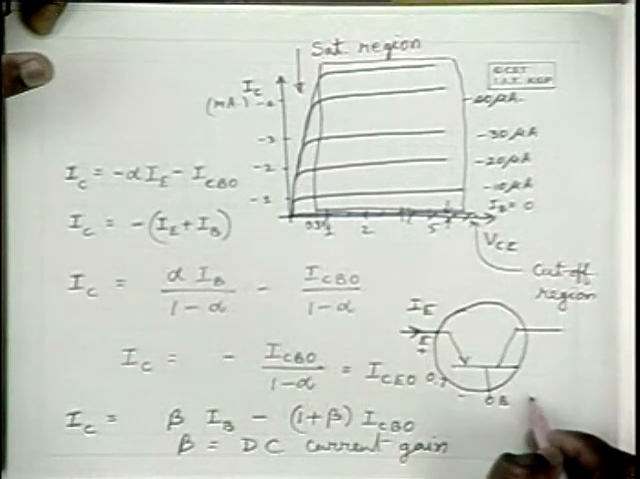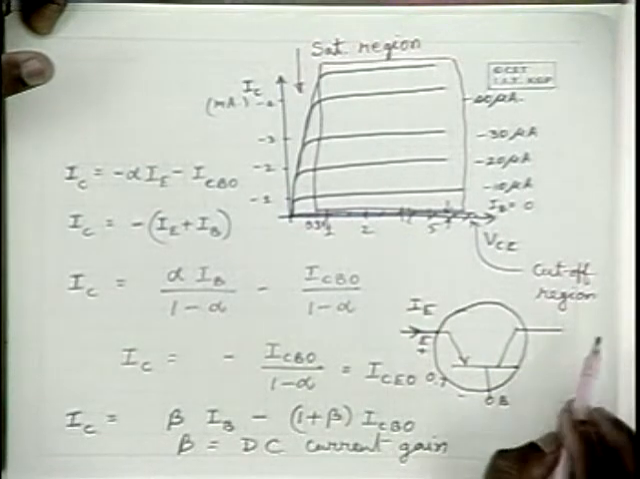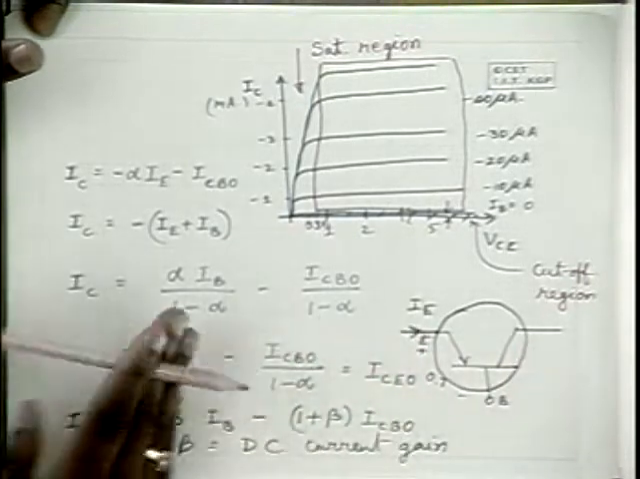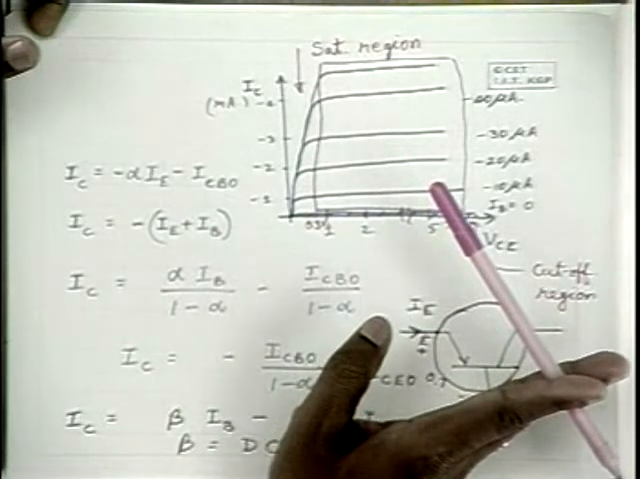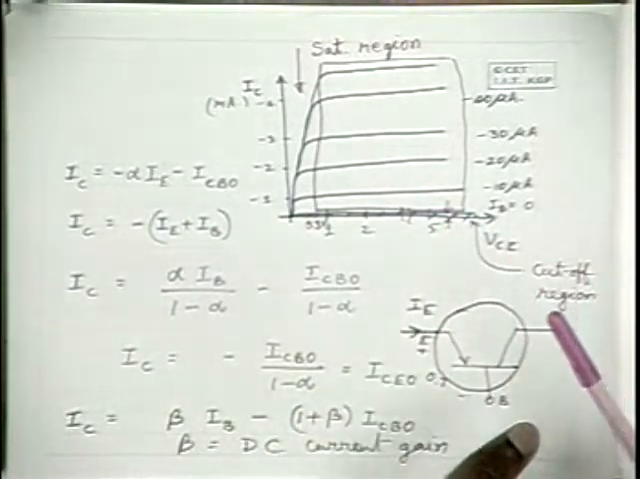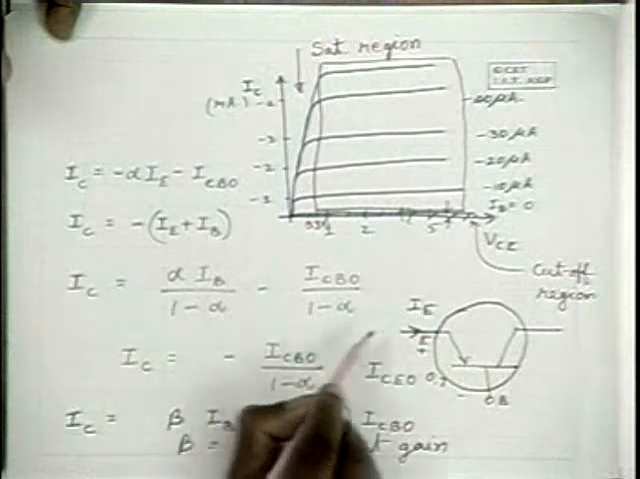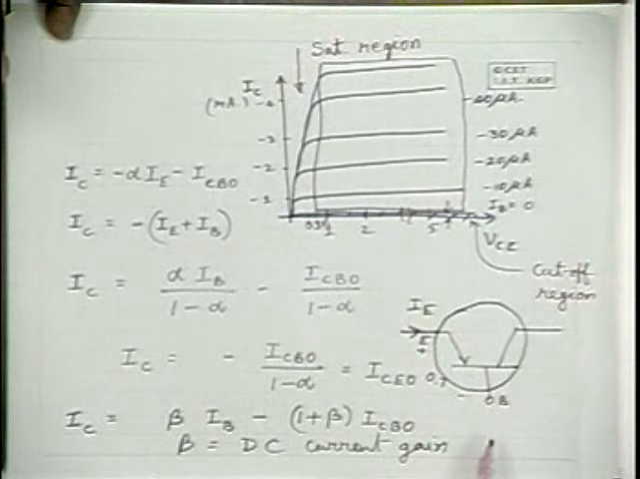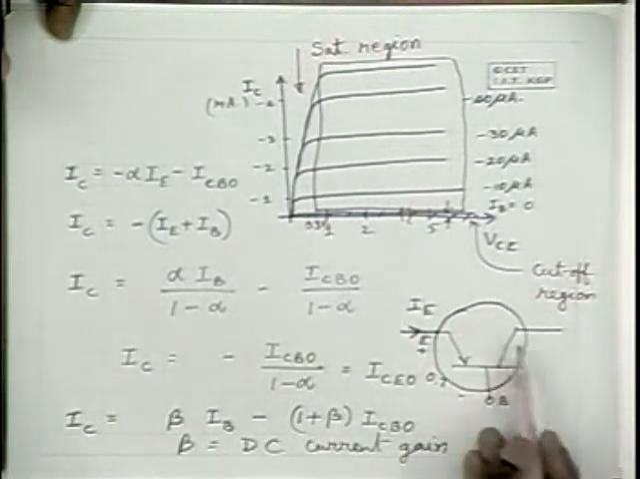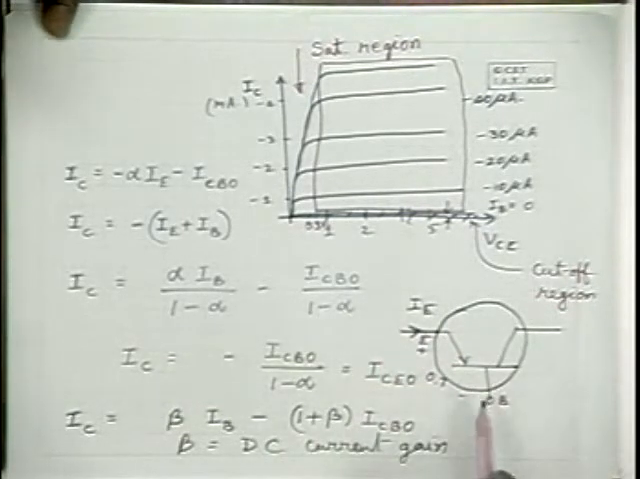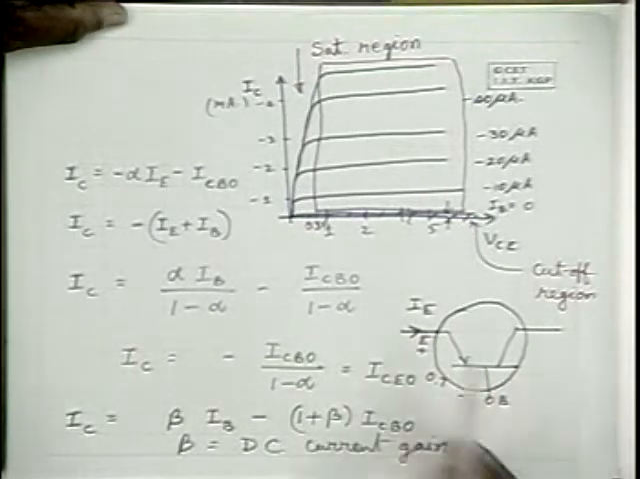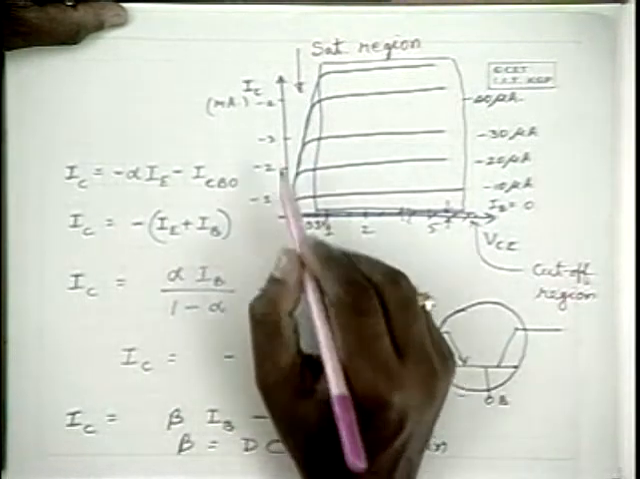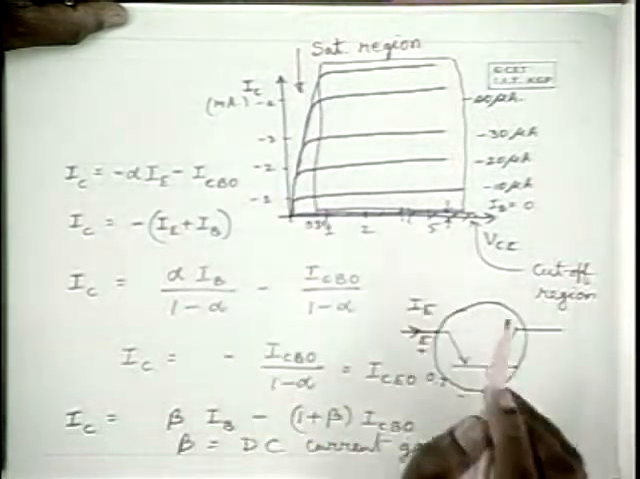Then what happens when this is forward biased? As I told you, the potential difference which accelerates the injected holes is no longer present. As a result, the injected charge carriers go out of the base, and IC equal to beta IB is no longer valid. Hence, IC is less than beta IB in this region, and it is known as the saturation region.